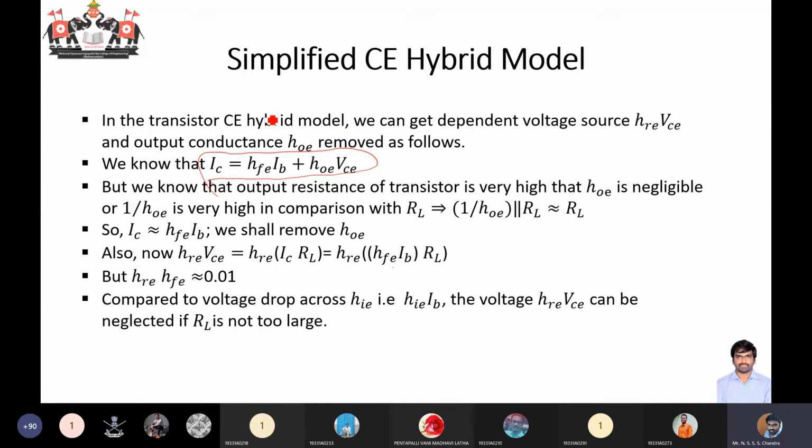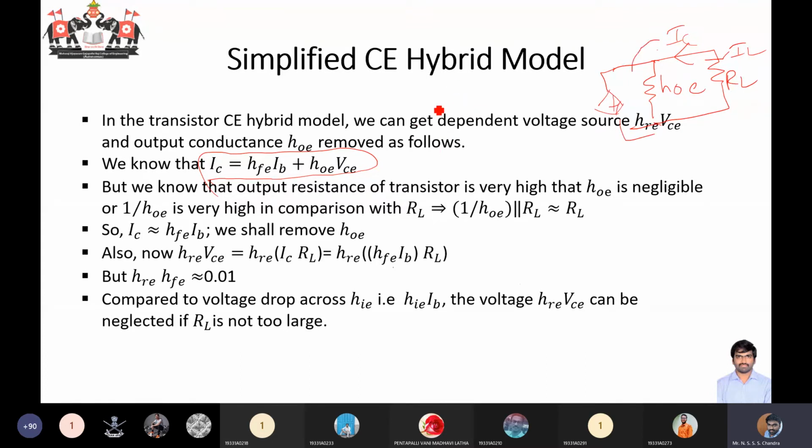Values. Low value. Output resistance? High value, right? Now, what is basically your output resistance? Output resistance is nothing but you have an HOE term in parallel with an RL term, right? In the exact model of the circuit, you are seeing this IC, this IL, this current source.